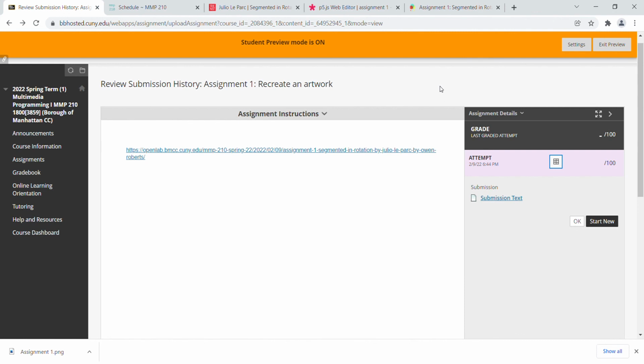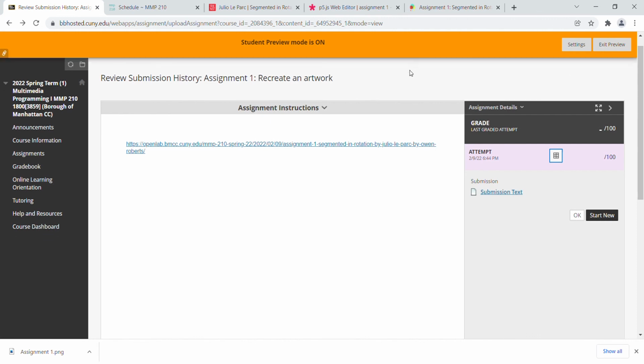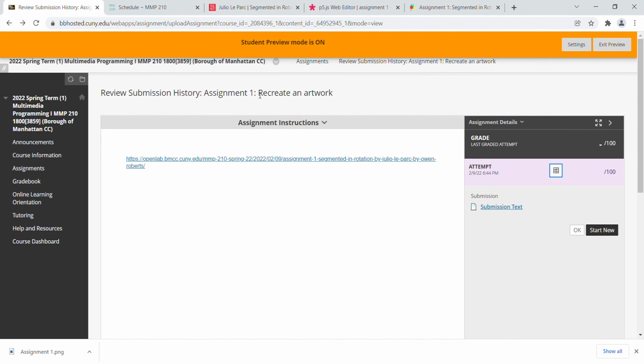So if you got 80 points out of 100, but you know the thing that you missed, you read the explanation and you think I can do that, you can redo the assignment and submit it again, and I'll grade it again, and you know you'll get whatever that grade is. So just keep that in mind. If you want to redo work, you can.